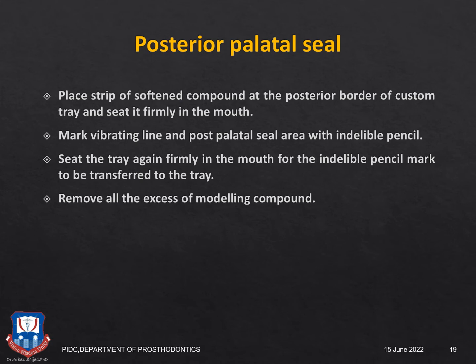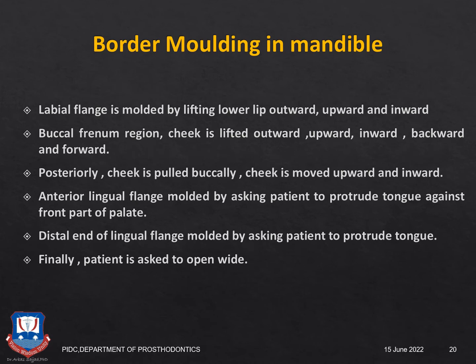That is after you make the zinc oxide eugenol impression. So next, coming to the border molding in the mandible, more or less essentially the steps for border molding are the same as those in the maxilla. But in this case, when we're recording the buccal frenum and the buccal vestibule, the patient is asked to open widely, and then the operator pushes the mandible down and asks the patient to close.